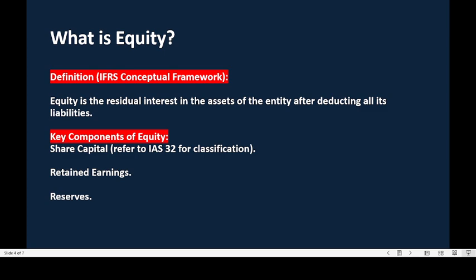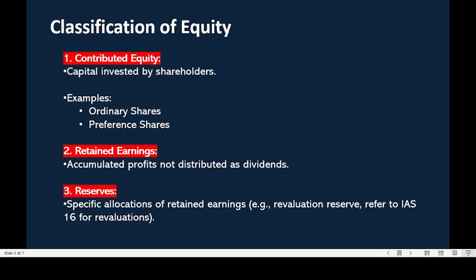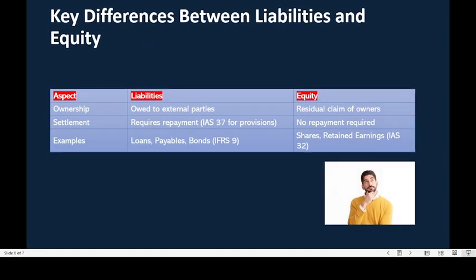The table below summarizes the main differences between liabilities and equities in terms of two characteristics, ownership and settlement. In essence, liabilities represent what the entity owes, while equity represents what the entity owns after meeting its obligations.